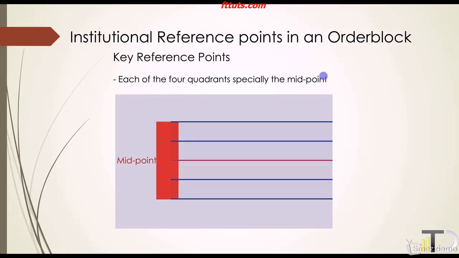Now let's look at the institutional reference point in an order block. So if this is an order block right here, these are all four quadrants. Let's say the order block starts from here. So this is 0, 25%, 50%, 75%, and 100%. What you will see in the examples that I'm going to be talking about is that generally the price would react from any of these points. It can react from any of these points or quadrants, but specifically the midpoint, which is the 50%. So this is something that you got to keep in mind as we now get into a few examples.